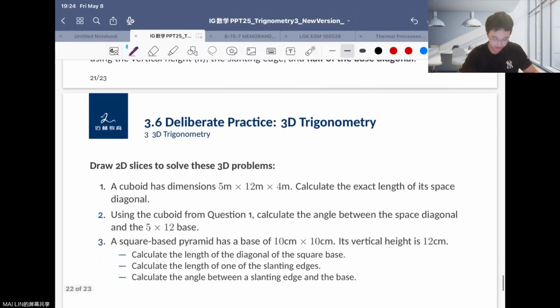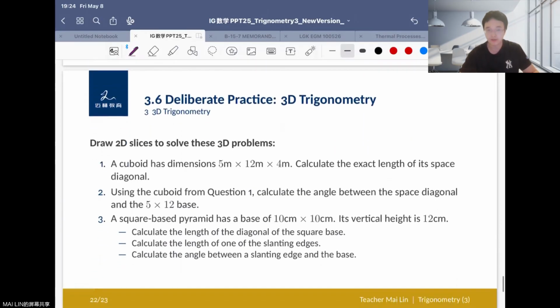So for the examples here, we have a little bit of practice for you. If you have your own ideas and you want to draw it down yourself, you can pause the video and go on yourself. But if you want to follow with me, you can keep on going, okay? So maybe for the first problem, a cuboid has dimensions 5 times 12 times 4. You can try to draw the graph. Here's a cuboid, okay? Here's 5, here's 12, here's 4.